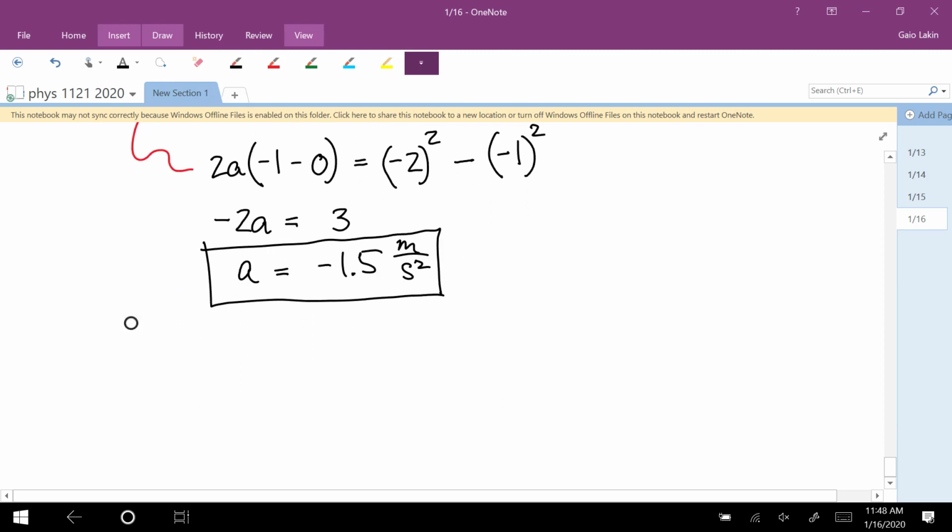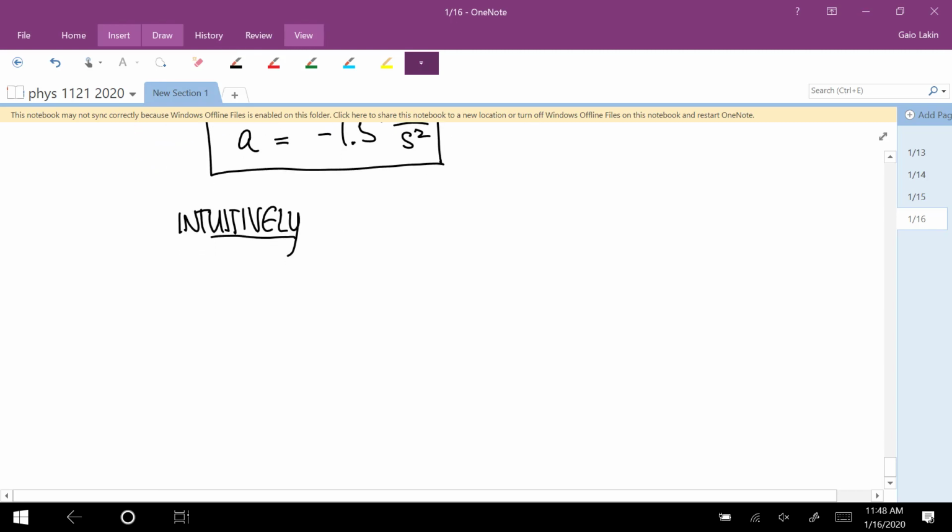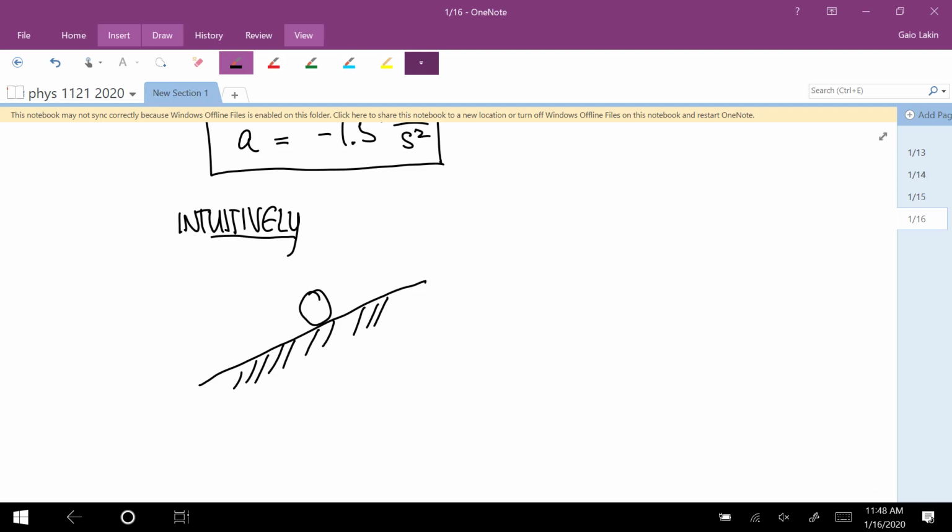Okay, so at some point during this, so intuitively, what does this say is going on? So at some point in the path, our positive direction is up, right? Our velocities are both negative, and our acceleration is negative. Yep, question? Yeah, that's fine, yeah.